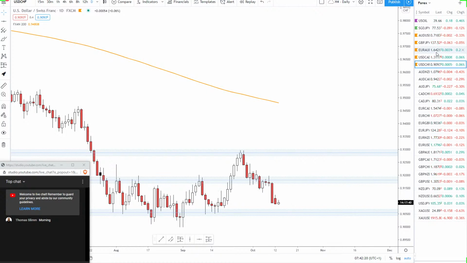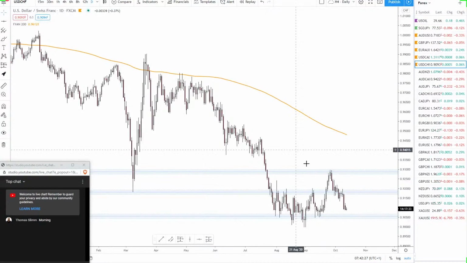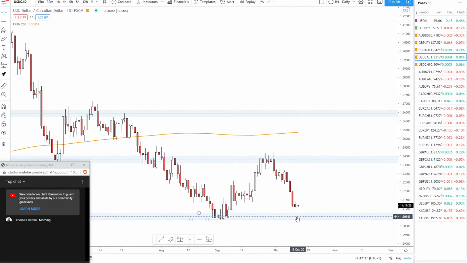Now, the longs on this are the first setup I look for, but if it breaks through, then I'll be considering a short on both of these. So the long is if it stalls, but then if it doesn't stall, I'll be looking for a short trade.